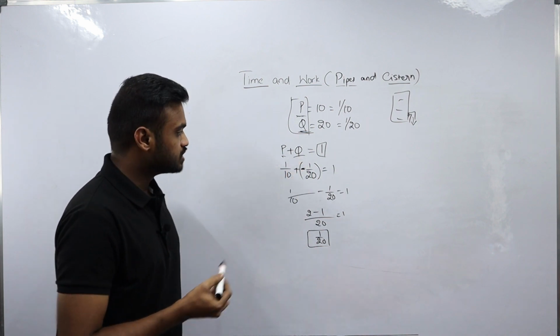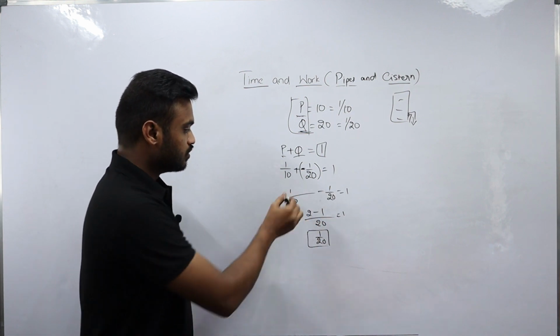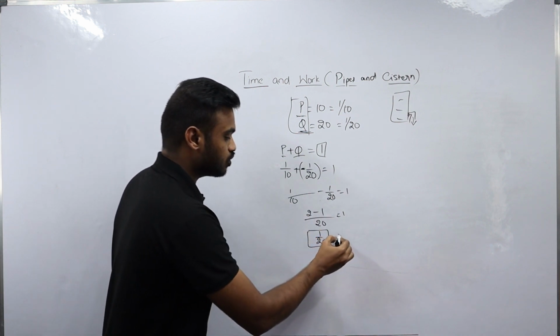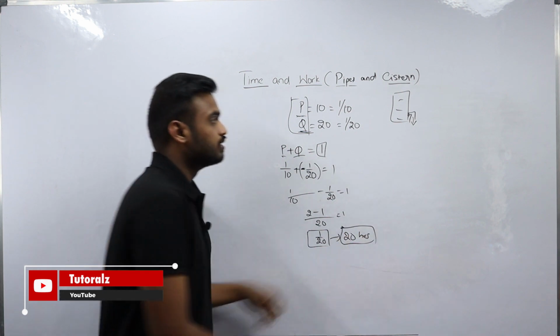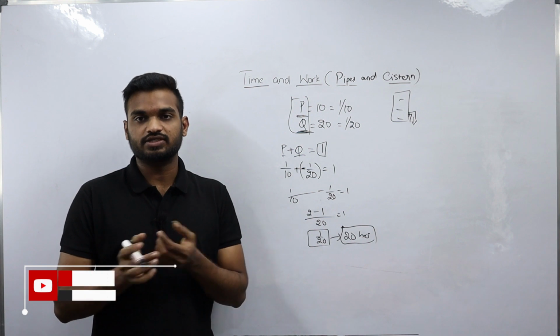Okay, so we can simply say that 1 by 10 minus 1 by 20, the LCM will be 20, and 1 by 10 into 20 will be 2 minus 1, that is 1 by 20. So they totally take 20 hours to complete the total tank. So this is the basic difference between pipes and cisterns and also time and work.